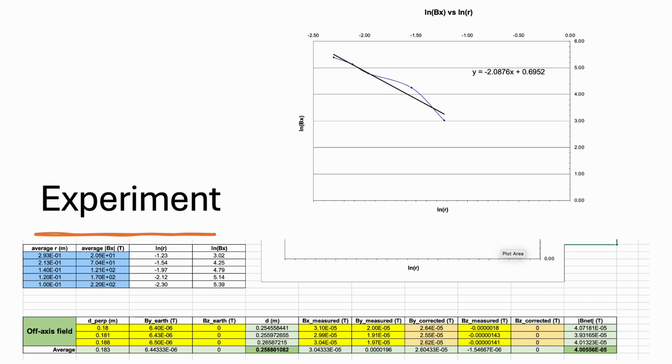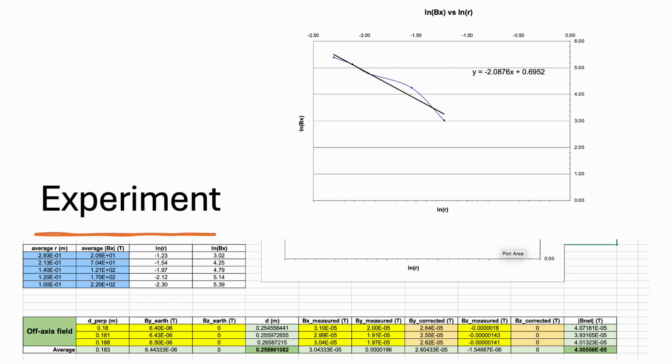And you can see in the first table on the bottom, the average distance in meters and the average Bx, the magnetic field in Teslas, and the natural log of R and the natural log of Bx, which was graphed into the top right graph. And then after that, this is the on-axis magnetic field.